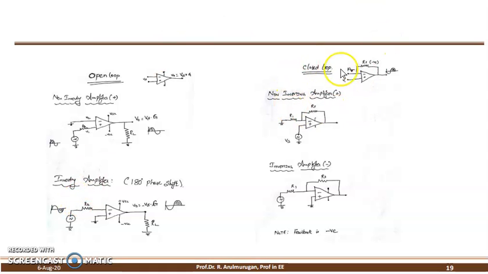Next, in closed loop it is the same. I can use either a non-inverting or an inverting source. But where do I connect the resistance? In closed loop, the resistance is connected from the output to the minus terminal. That is fixed, which is why it is called negative feedback. Hope you understand this.